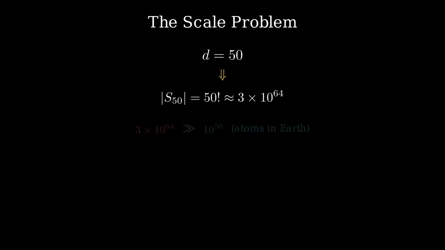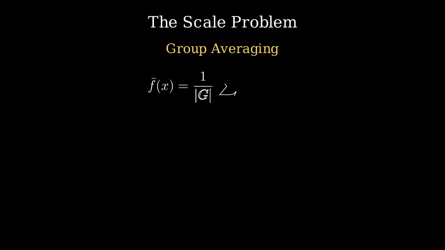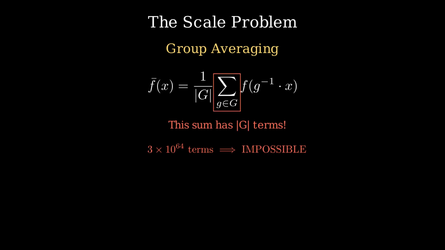To put that in perspective, this number is way bigger than the total number of atoms in the entire Earth, which is estimated at around 10 to the power of 50. Now recall the technique of group averaging. To make any function f invariant, we compute the average of f over all group elements. Specifically, f bar of x equals 1 over the size of G, times the sum of f of g inverse dot x, for every g in G. The key issue is that sum. When the group has 3 times 10 to the 64 elements, summing over every single one of them is completely impractical. Even the fastest computer could never finish.